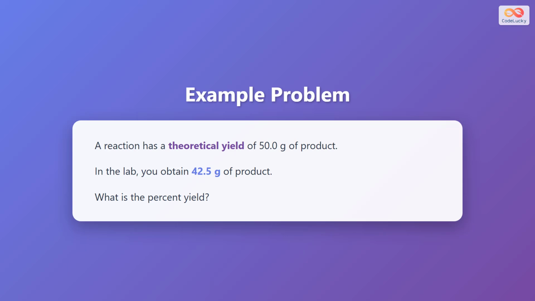Let's work through an example problem. A reaction has a theoretical yield of 50.0 grams of product. In the lab, you obtain 42.5 grams of product. What is the percent yield? Pause here if you want to try solving this yourself first.